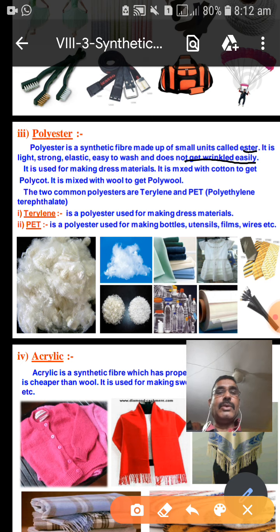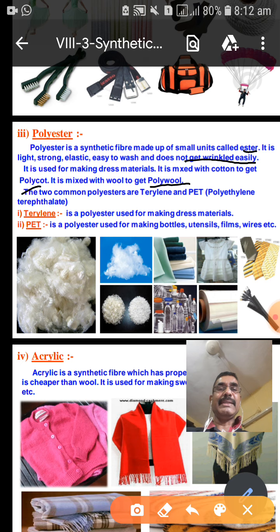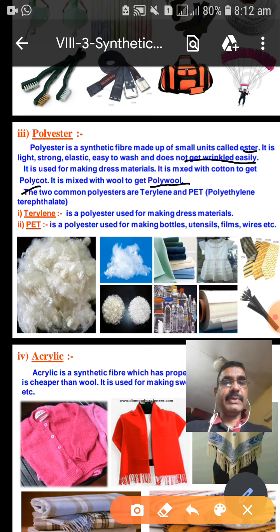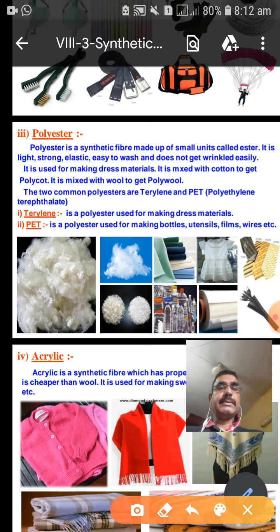It is mixed with cotton to form polycot. It is also mixed with wool to form polywool. So you need to remember these two materials which are obtained from polyester. One is polycot, which is a mixture of polyester and cotton, and the other is polywool, which is a mixture of polyester and wool.